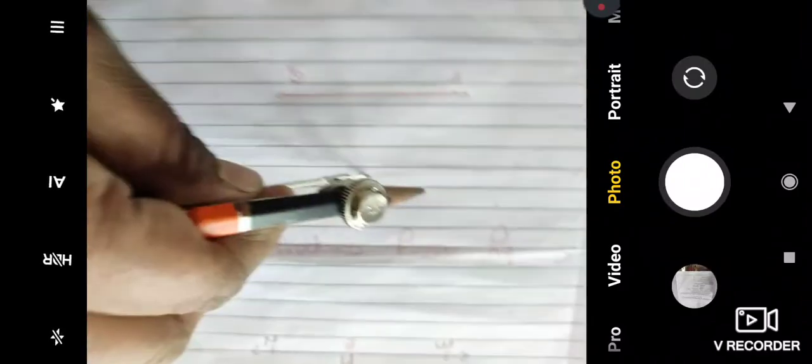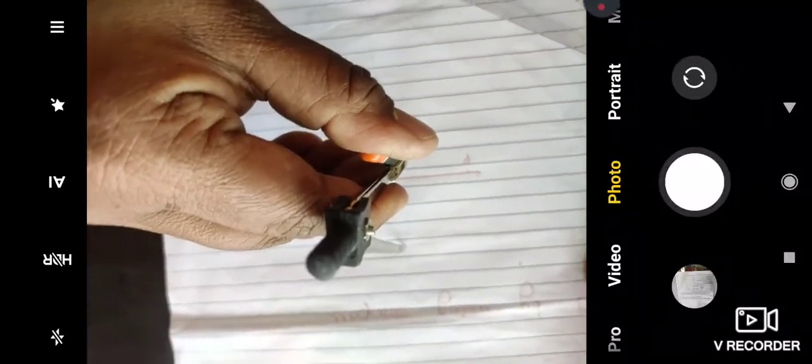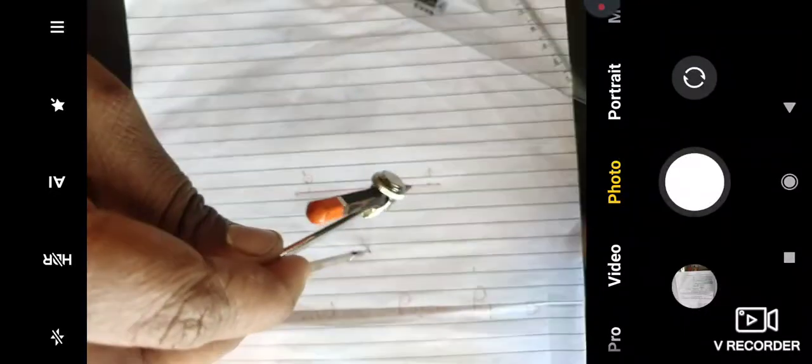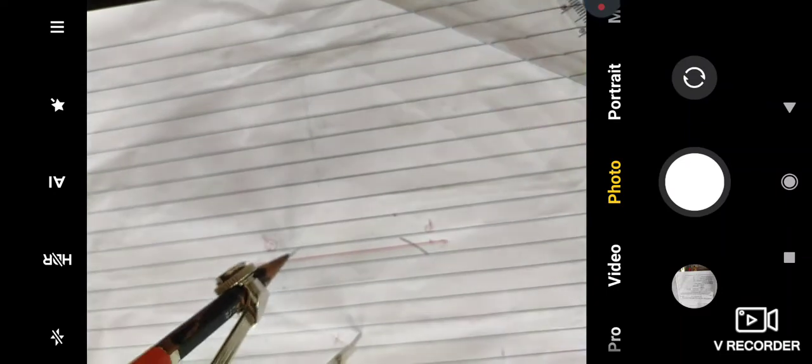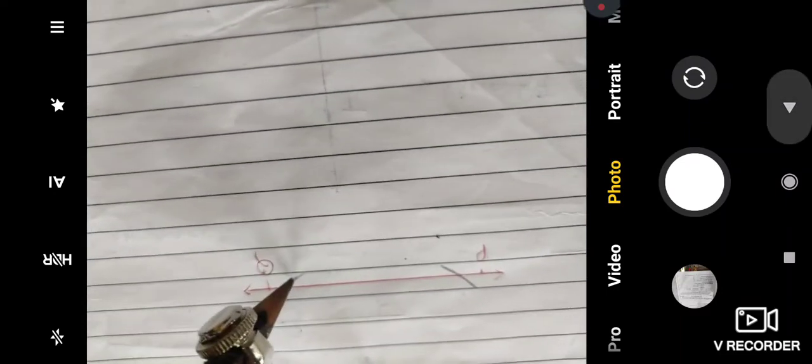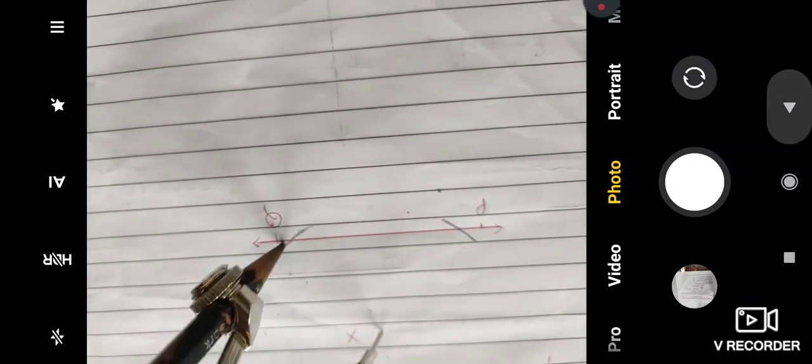Okay, after that take a sufficient distance in a compass. The sufficient meaning of it is that the distance must be a little bit more than the distance of the line from that given point. So then we have to draw the arcs to this line from the point X. If you see here, you will notice that here are the arcs I have drawn from this point X.